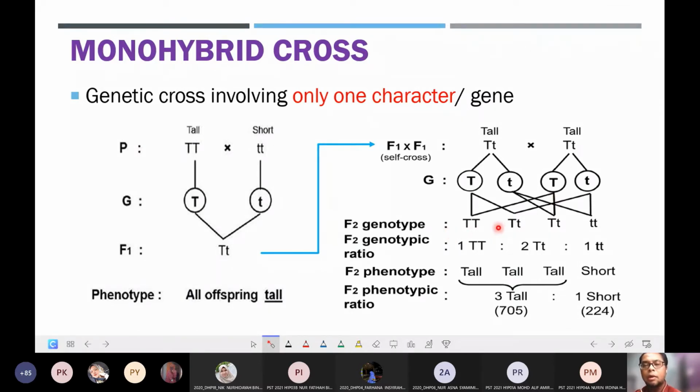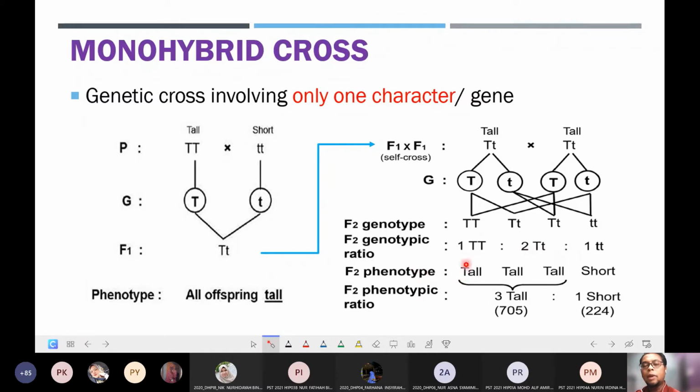This will be the genotypes of the F2 generation individuals, in which we can see that 1 out of 4 will have this homozygous dominant genotype, capital T, capital T. Meanwhile, 2 out of 4 will show this heterozygous genotype, capital T, small t, and 1 out of 4 will show this homozygous recessive genotype, small t, small t. So if we do a ratio for the genotype, we call it the F2 genotypic ratio, it will be 1:2:1.